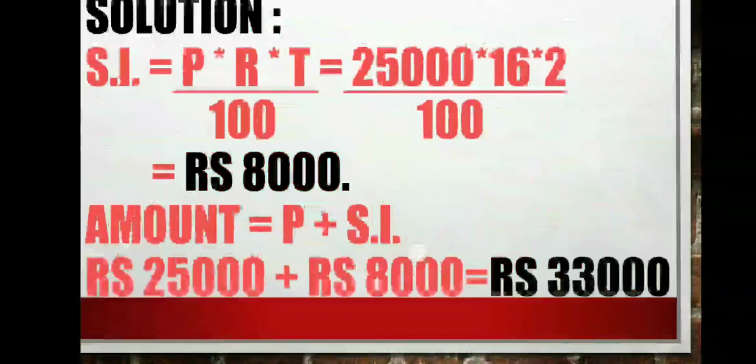Now let us see. We'll just put the things given in the formula. Formula of simple interest is P into R into T divided by 100. Here P is 25,000. R is 16%. So 16 into 2, 2 means time, 2 years, divided by 100. That comes to rupees 8,000. Let me show you.